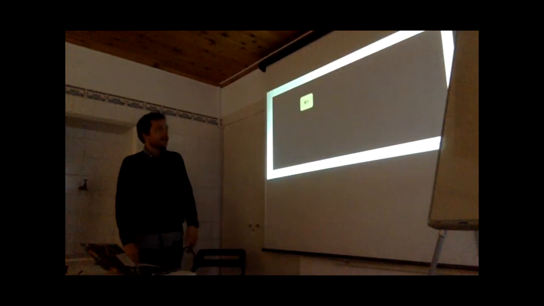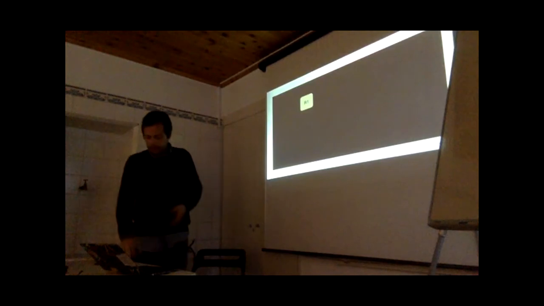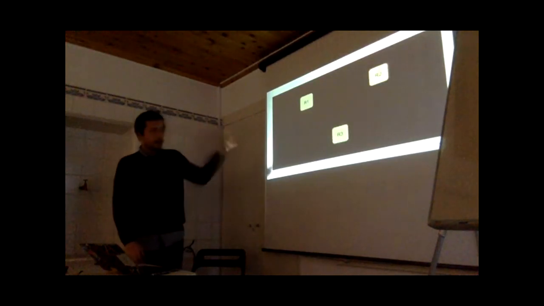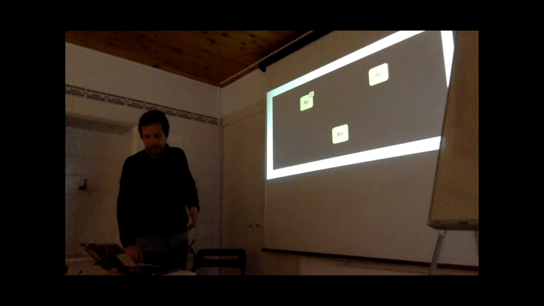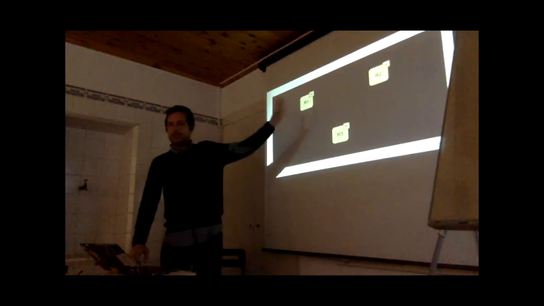So let's say that we have one replica of a certain data type, and then we have a second replica of a certain data type. Then we have a third replica of a certain data type, and each one of them has their own individual state.